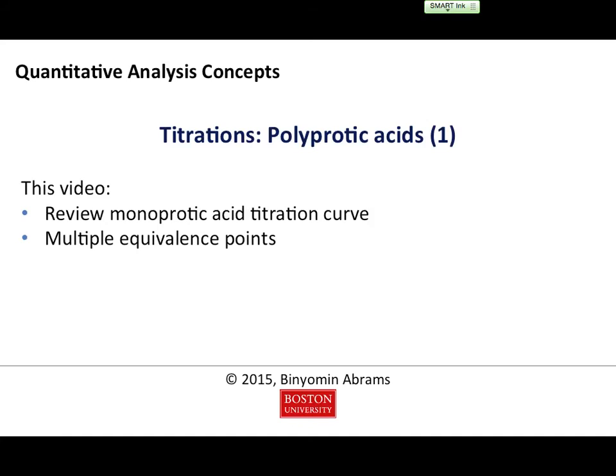In this video, we're going to talk about the titrations of polyprotic acids. Before we start with polyprotic acids, let's review a monoprotic acid titration. So let's say we have a 0.02 mole sample of some acid, which I'll call HA, and I want to titrate this with 1 molar sodium hydroxide.